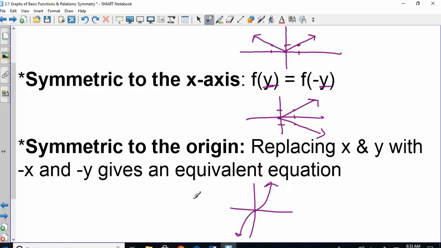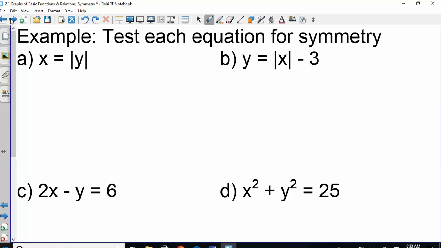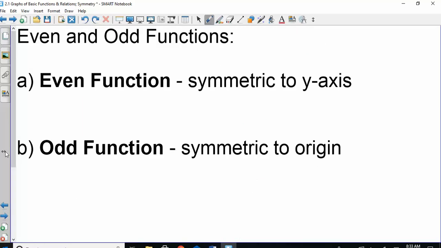All right, do you guys understand what I mean when I talk about the three types of symmetry? Okay. With symmetry, we'll come back to that tomorrow. I'm just going to go over the definitions today. We'll do the examples on this tomorrow. We can talk about even and odd. So even functions are symmetric to the y-axis. We said if it's symmetric to the y, both a positive x and a negative x equal the same thing.